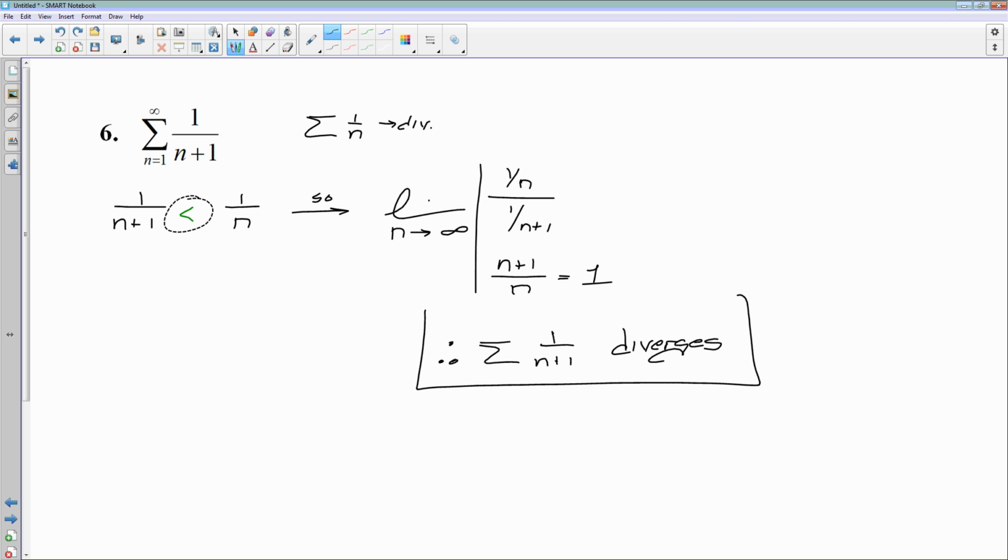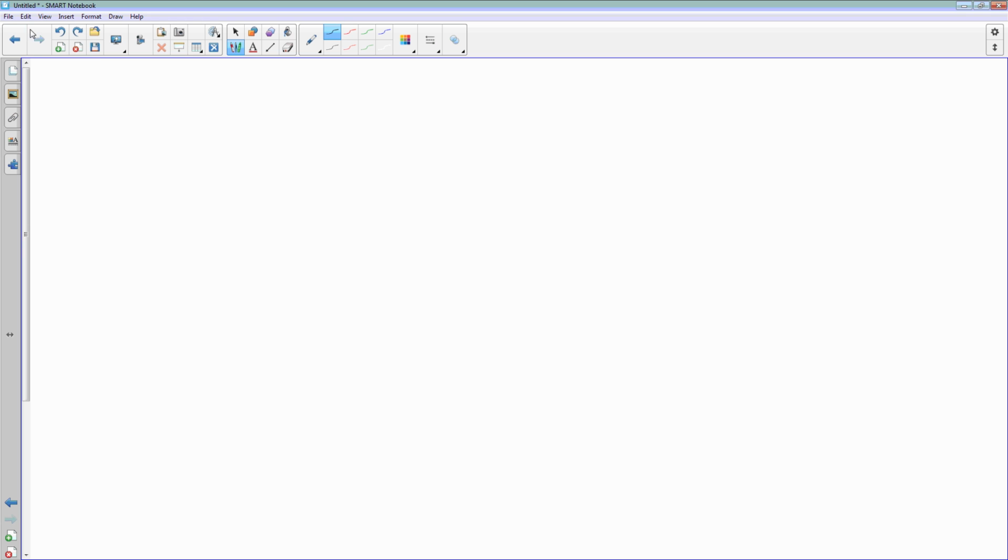Good. I think I have one more. Let's see, is there another one after that? No. All right. This one, 5 to the n over 7 to the n minus n. Oh, that's a bunch of stuff on bottom.